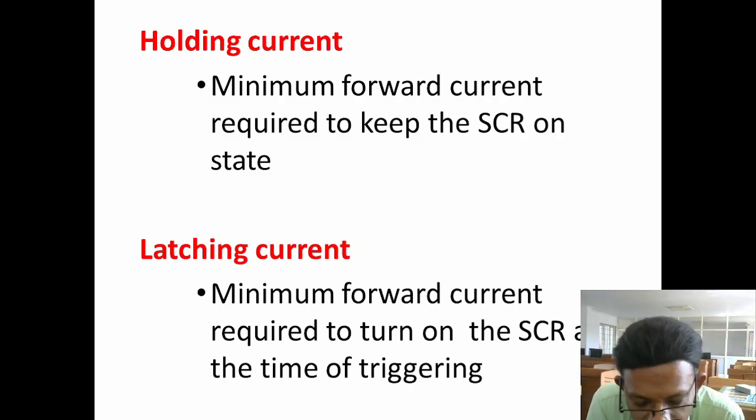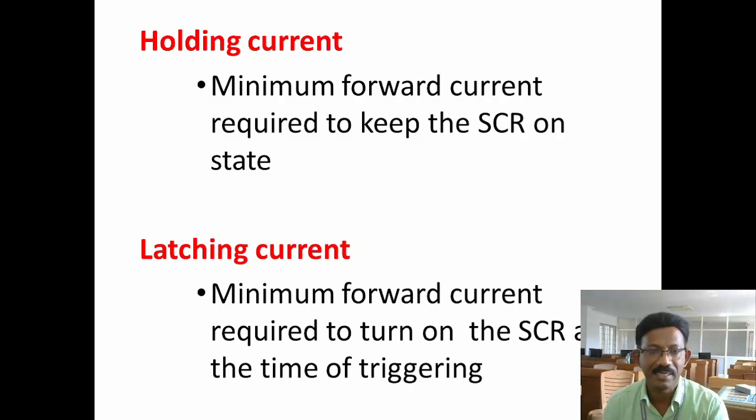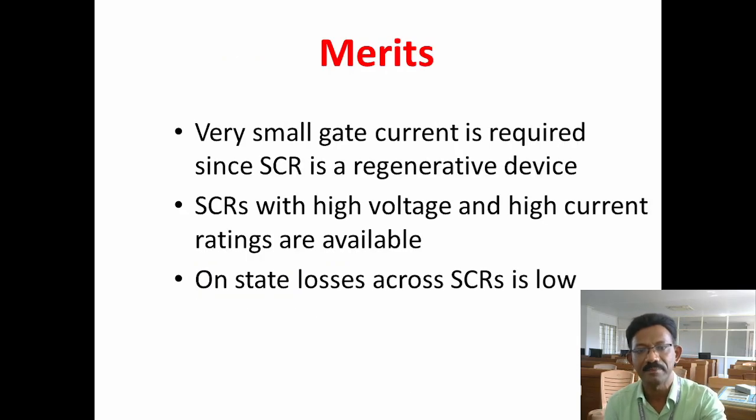Then these are the very important terminologies used in SCR. Holding current. Holding current is the minimum forward current to hold or to keep the SCR in on state. Then latching current. Latching current is nothing but the minimum forward current required to turn on the SCR at the time of triggering.